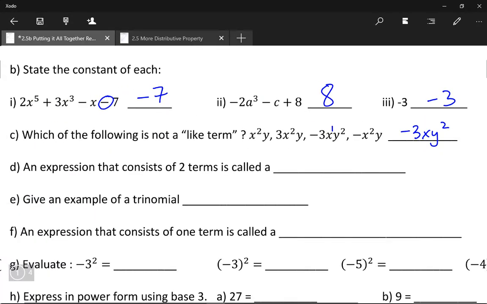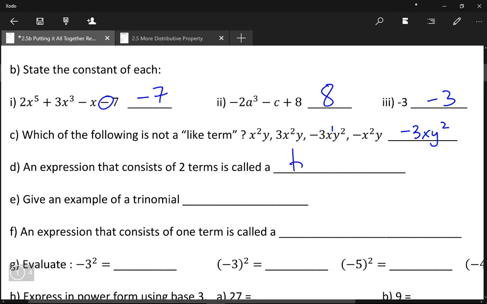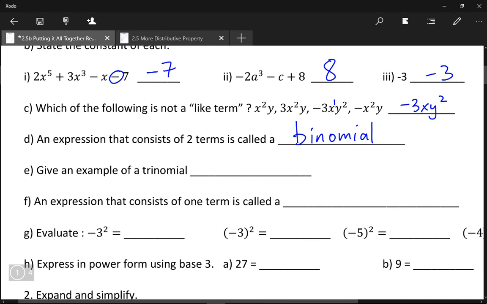An expression that consists of 2 terms is called a binomial. Good. So these are the kind of short answer questions that you might see that appear on a quiz or the test. Okay. Give an example of a trinomial.